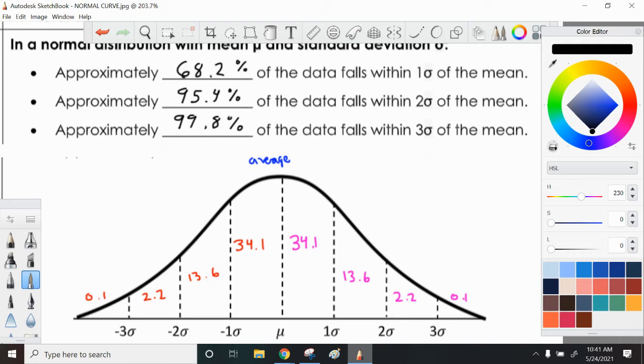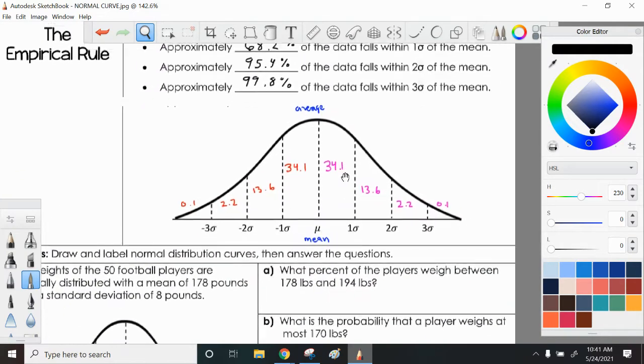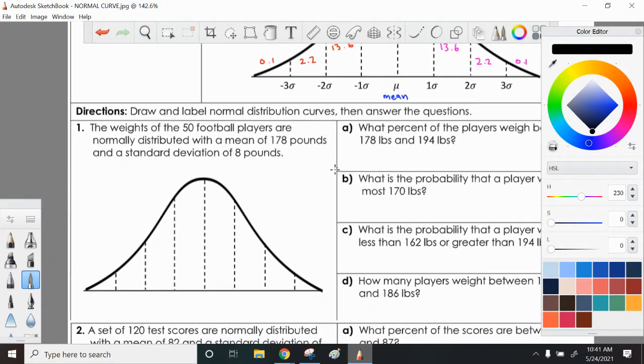Now, this information is basically all that we need to learn today. We're just going to use this information to help us solve these other questions. As long as you can understand that in the middle is the average, that's where most of the stuff is going to be, and then it's going to slowly spread apart as you get away from the average. That's pretty much it.